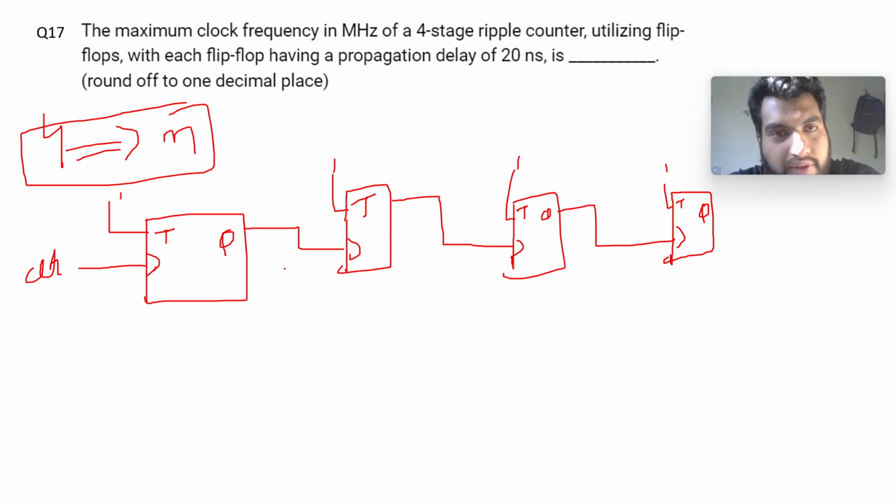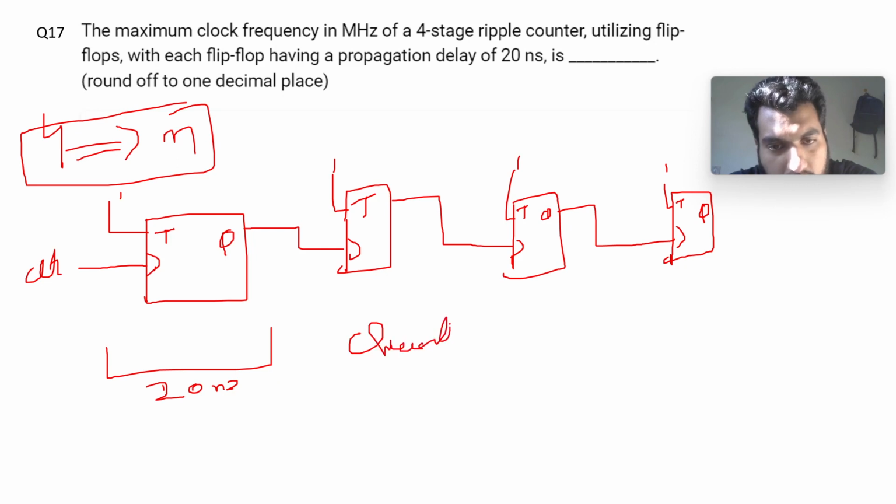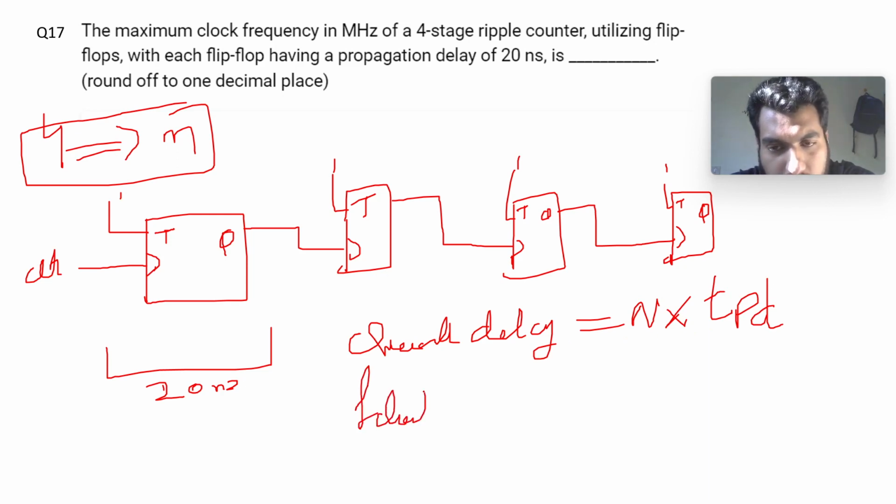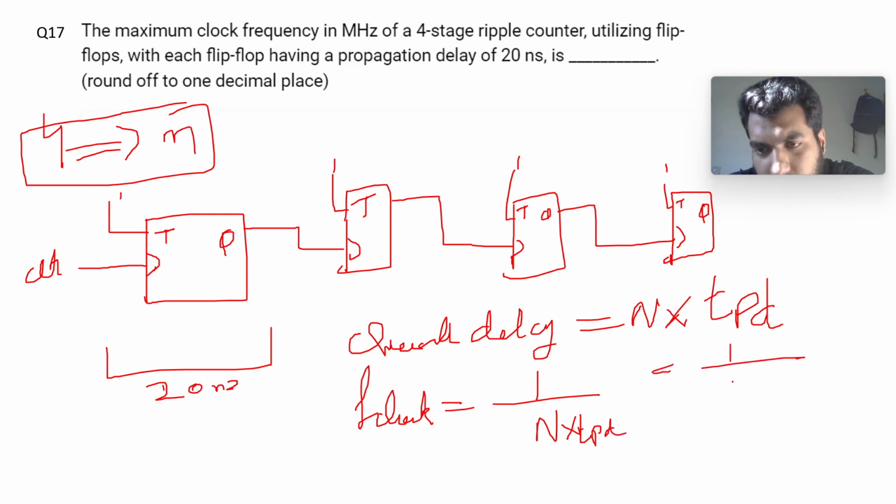This is a ripple counter, and each flip-flop has a delay of 20 nanoseconds. So the overall delay will be equal to n multiplied by the individual propagation delay, and the maximum allowable frequency f clock will be equal to 1 by n into TPD. So it will be 1 by 4 into 20. It will be 1 by 80.